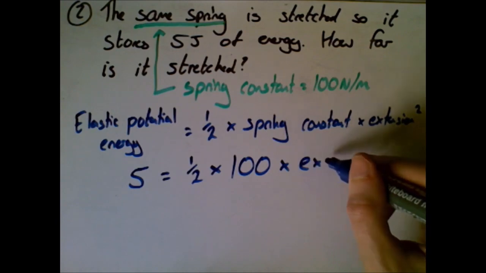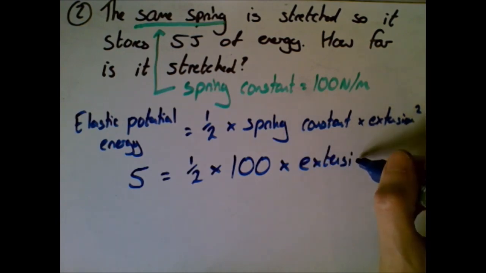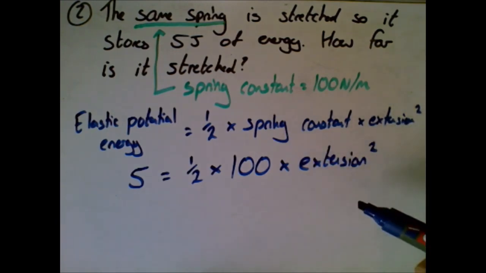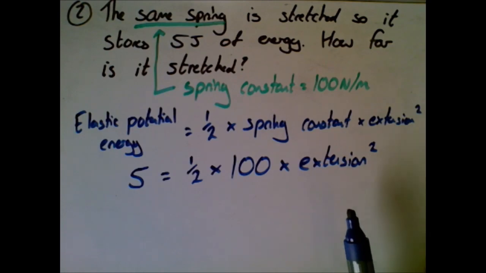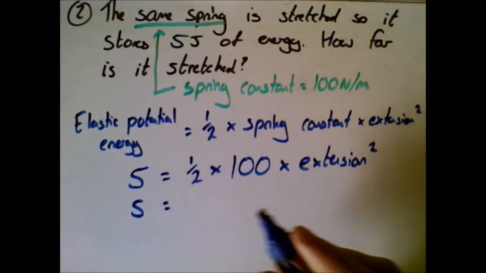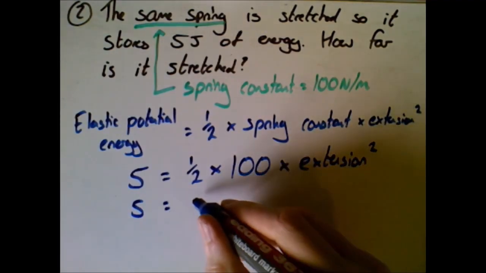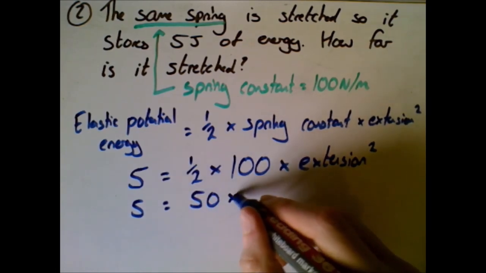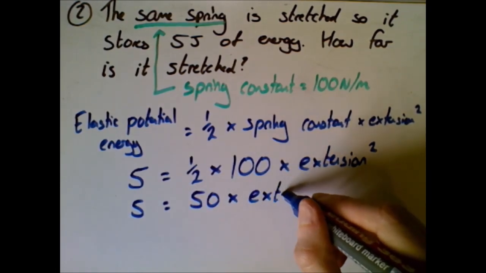times the extension squared. Now the question, remember, is how far is it stretched? So we're looking for the extension. All right. Another general tip, I guess, when you're doing questions like this, make sure the number you're given or looking for is extension. They might throw in an original length, so just watch out, make sure it really is the extension that you've got. All right, so let's do a bit of simplifying. On the right-hand side, I can simplify this. Half times 100 is 50, so 5 equals 50 times extension squared.